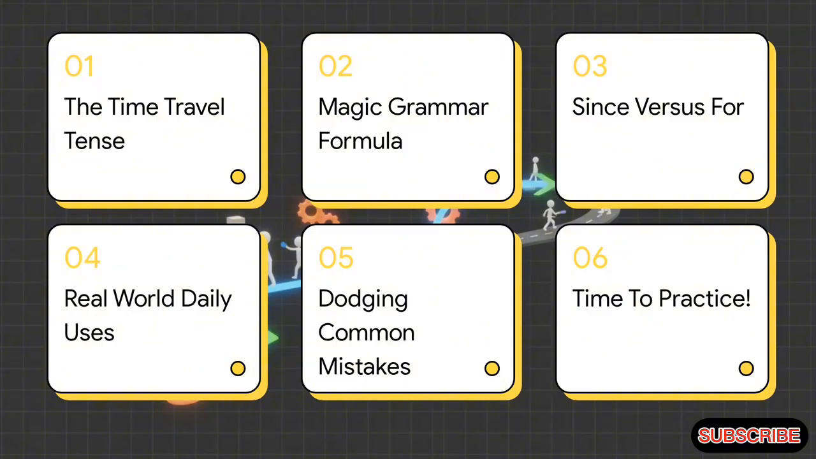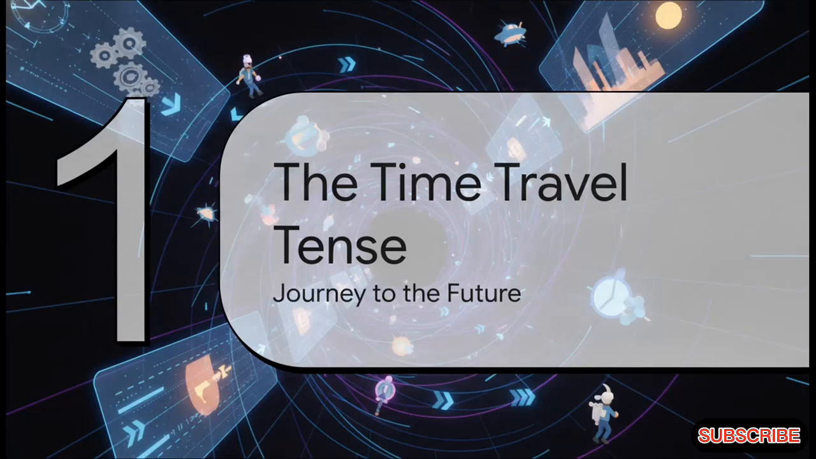Here's our quick roadmap for today's explainer. First, the time travel tense. Second, the magic grammar formula. Third, since versus for. Fourth, real-world daily uses. Fifth, dodging common mistakes. And finally, number 6, time to practice. Let's start with section 1, the time travel tense.